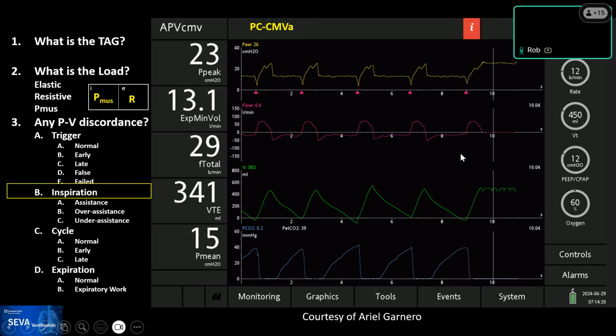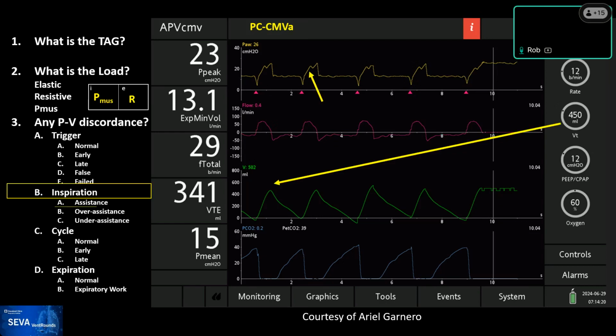That's a fact. So what that does is that it causes extra work on inspiration for sure. And so the question now is, is this under or over assistance? Okay, well, there is certainly some work shifting, right? Because we know that the patient's making an inspiratory effort. There's PMUS, so there's work shifting. So the question is, is this an acceptable level, or is it over assistance or under assistance?